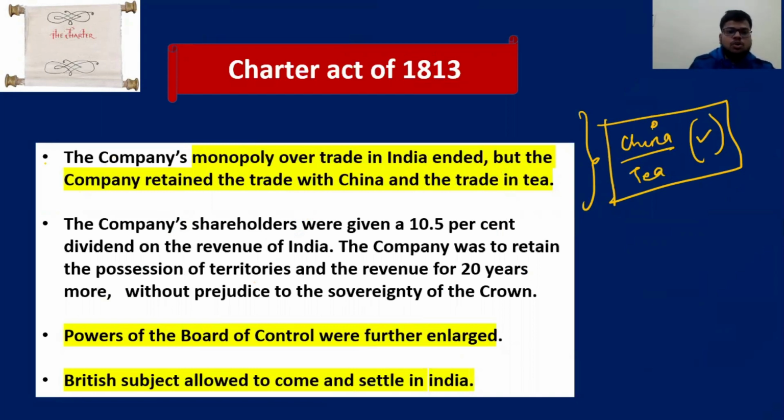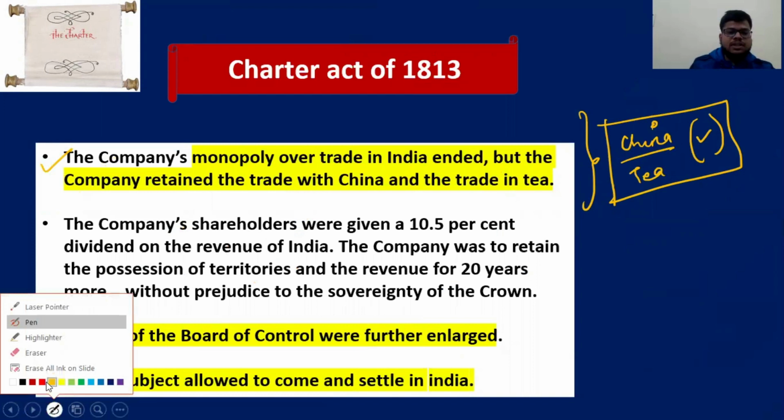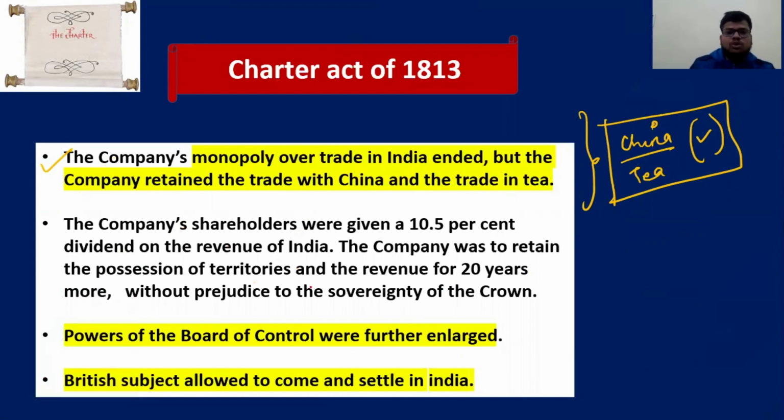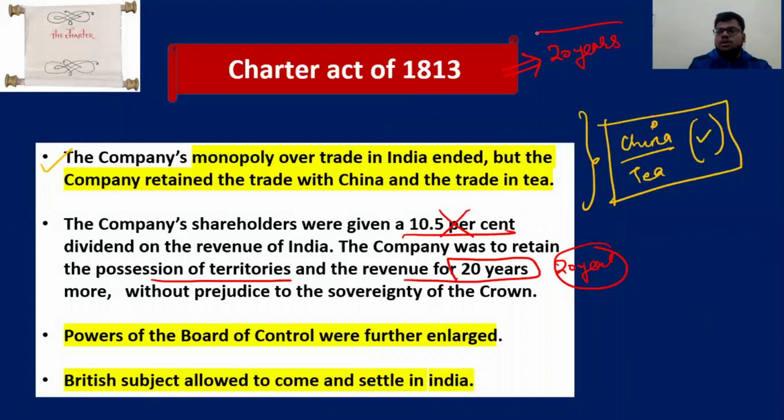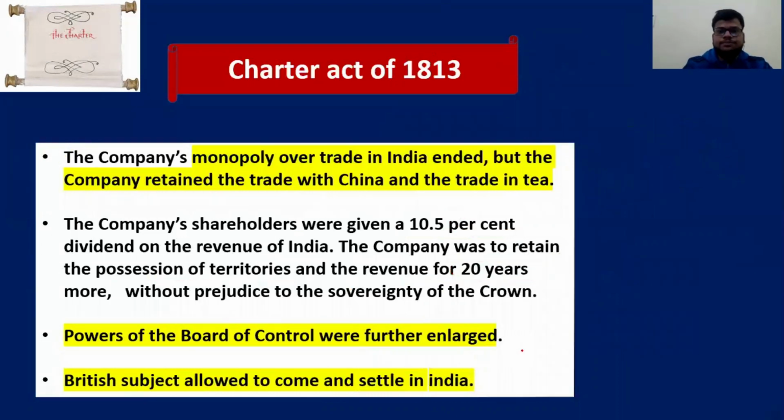Next, company shareholders were given 10.5% of the dividend on the revenue. The company was to retain the possession of territories and the revenue for 20 more years. This is not a very important thing, but for 20 more years, this charter has been extended. Okay, go ahead, 20 more years we have given you. That means, yes, you don't have monopoly, but you can retain this for 20 more years. Then the power of the board of control, the political authority, was further enlarged. British subjects were allowed to come and settle in India.